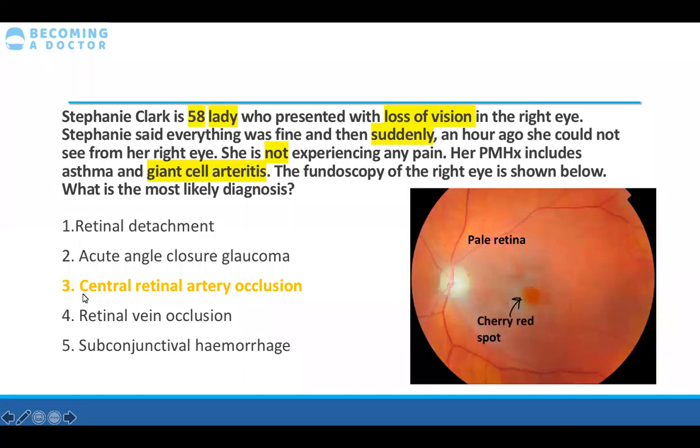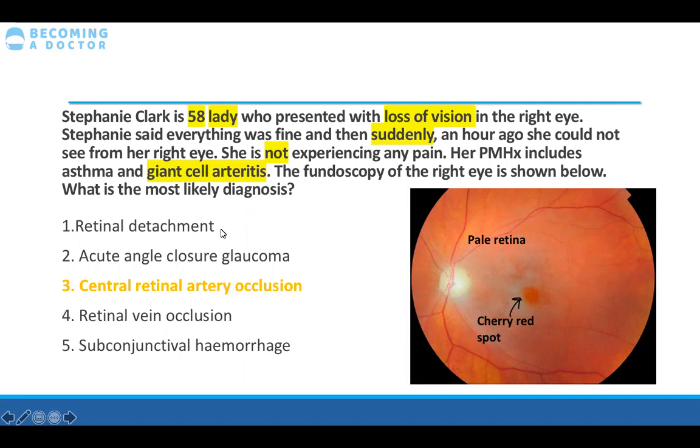Retinal vein occlusion, it's a good diagnosis to have. So had you not had the fundoscopy, it could have been either number 3 or number 4. But this fundoscopy is characteristic of central retinal artery occlusion. So you see a cherry red spot here, you see a pale retina, and you're going to think it's an artery occlusion.